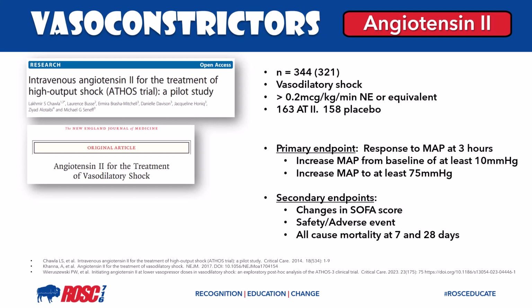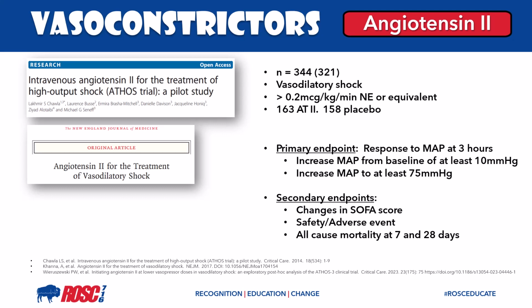There was reasonable exclusion criteria after randomization, and the two inclusion criteria worth mentioning are the patient had to be on at least 0.2 mics per kilo per minute of norepinephrine or equivalent, and the patient needed to be in vasodilatory shock. Now, there were detailed criteria to define vasodilatory shock. This included a cardiac index greater than 2.3 liters, an ScvO2 greater than 70, a CVP greater than 8, and a MAP between 55 to 70. So the latter criteria was a little bit awkward to me, but I feel it's worth pointing out.